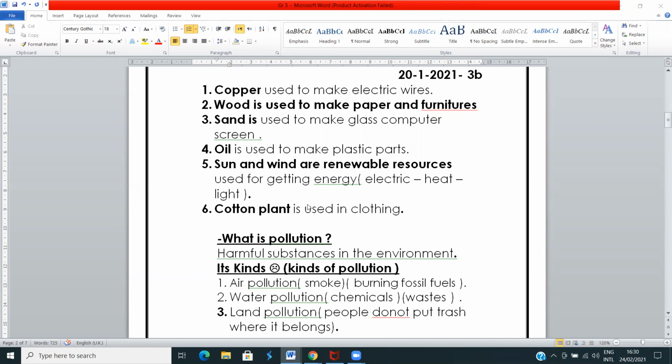Muhammad Amir, what do we use copper for? Copper is used to make electric wires. Thanks. And Muhammad Ali, what is wood used for? Wood is used to make electric wires.